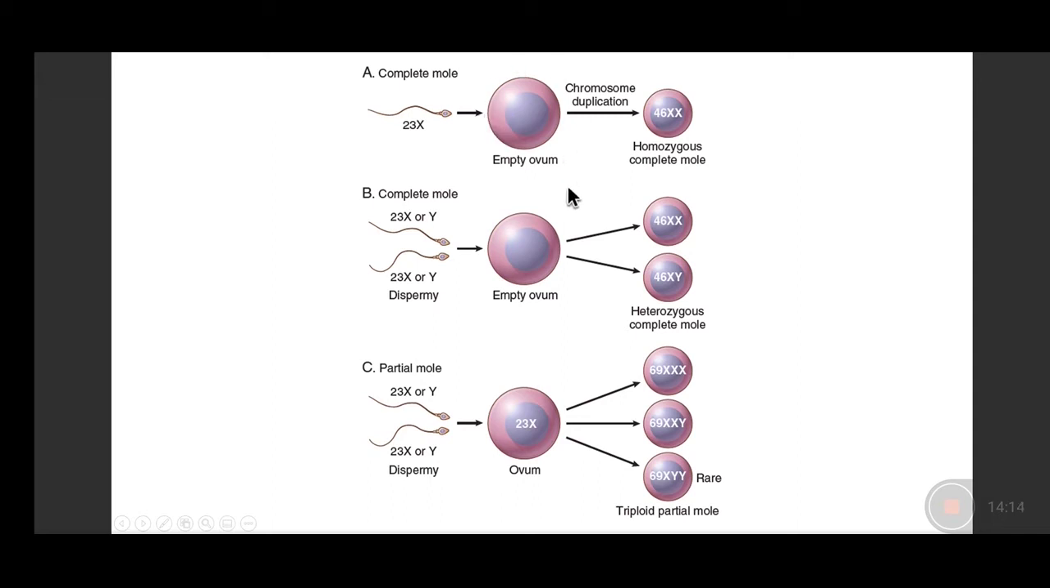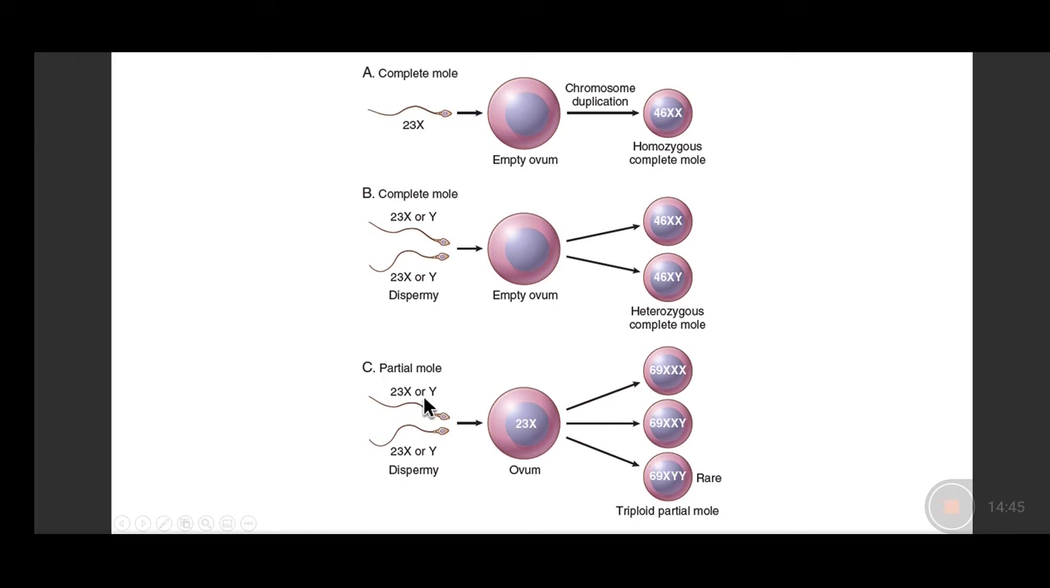Complete mole can occur by the insemination of an empty ovum, and further there can be chromosomal duplication of the sperm leading to a homozygous complete mole. Or a complete mole can also form by diaspermy, again inseminating an empty ovum, in which case it leads to a heterozygous complete mole with a karyotype of either 46XX or 46XY.